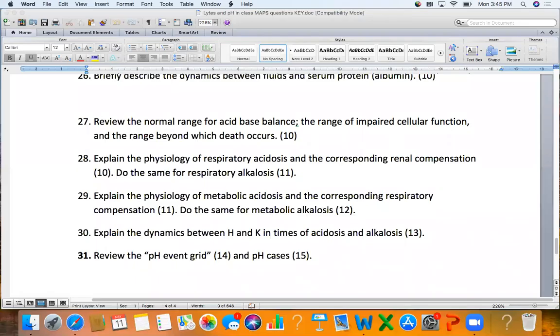Welcome to Variations 4, Lights and pH units. We'll be covering in this video numbers 27 to 29. We're going to be talking about the basics of acidosis and alkalosis, so we'll be moving through maps 10 to 12. We'll be covering 27 to 29 all at once here. So let's dig right into it.